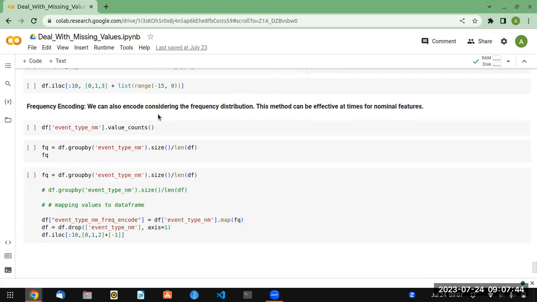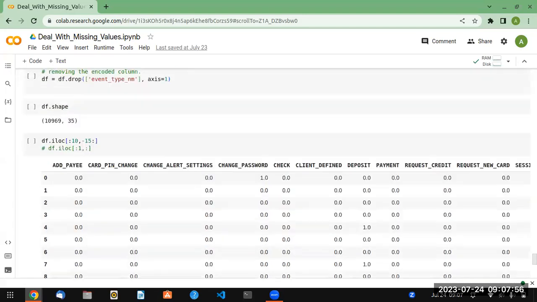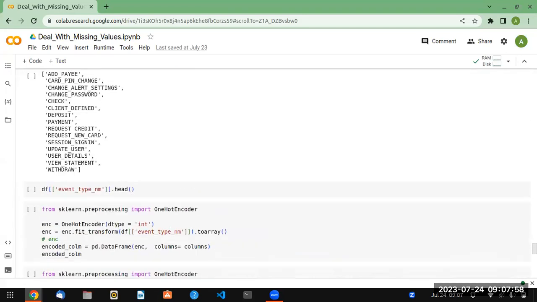Let me recap the session for you. So we need to deal with the missing values first. Okay. And one more thing, guys, I think we have two unanswered questions from our previous session, right? Which one is that?